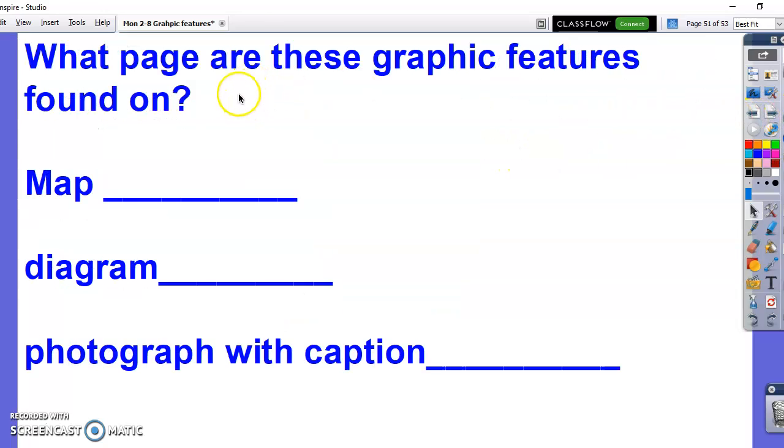The last thing I'm going to have you do is say on what page are these graphic features found on. Map, diagram, and photograph with a caption.